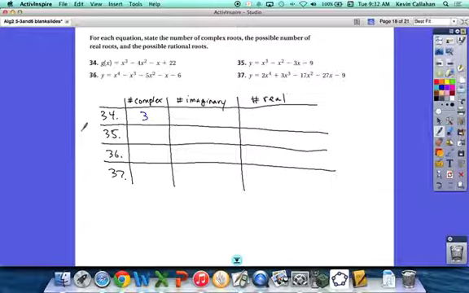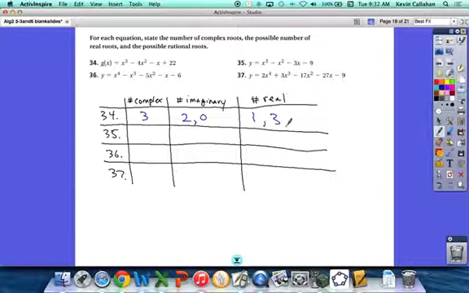Could you have 1? You can't have 1. You can't have 3, but you could have 2. If you had 2 imaginary zeros, how many real zeros would you have? 1, because they've got to add up to 3. Okay, well, what else? What if you had 0? 0 is an even number. If you had 0 imaginary, then how many real would you have? 3.